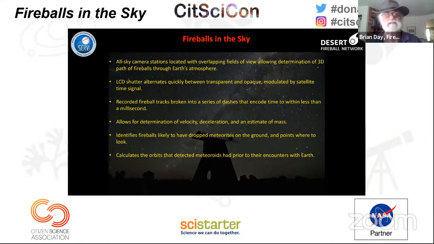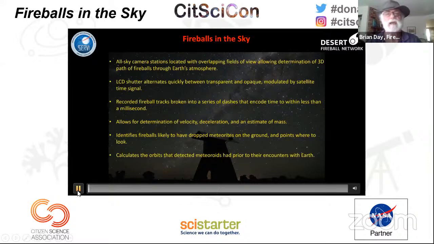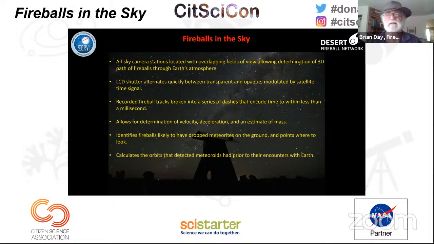This is an all-sky camera network, stations of cameras located throughout the Australian outback that had overlapping fields of view, allowing determination of 3D paths of fireballs as they come down through the atmosphere. Now, each of these cameras was equipped with an LCD shutter that could alternate quickly between opaque and transparent. And this was coordinated with satellite time signals, so that any fireball coming through the field of view would have its trail broken into a series of dots and dashes that precisely encode the time to within less than a millisecond.